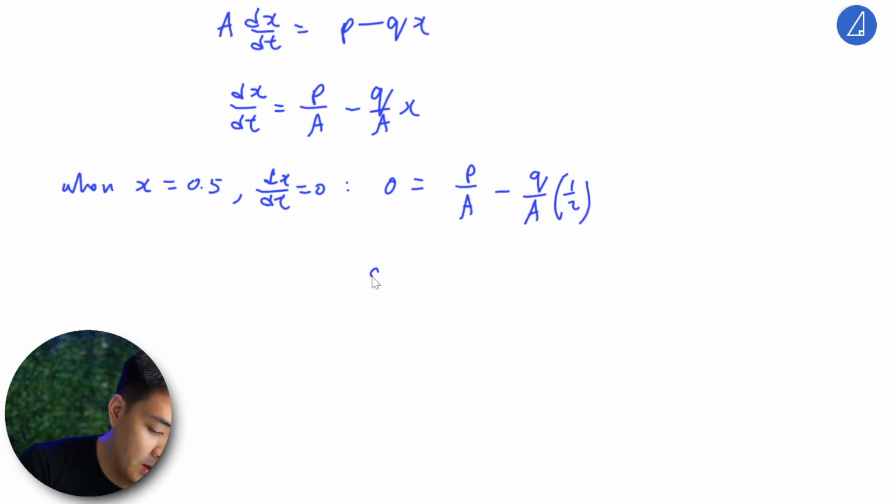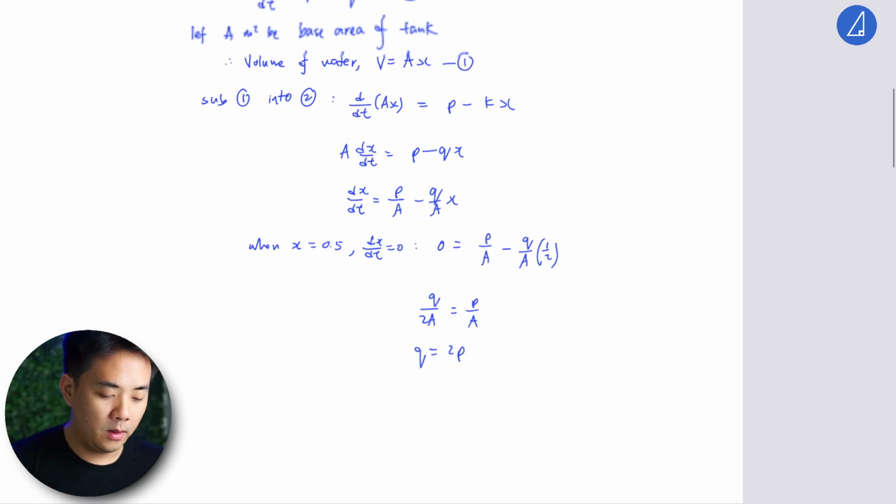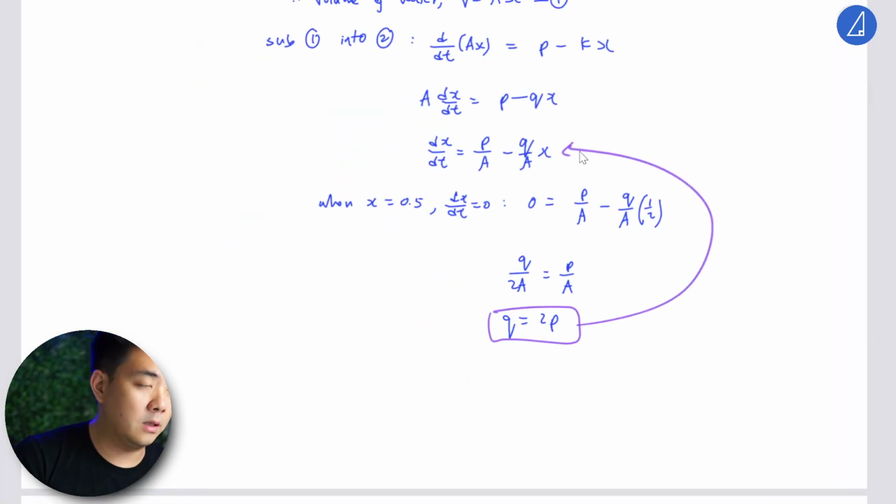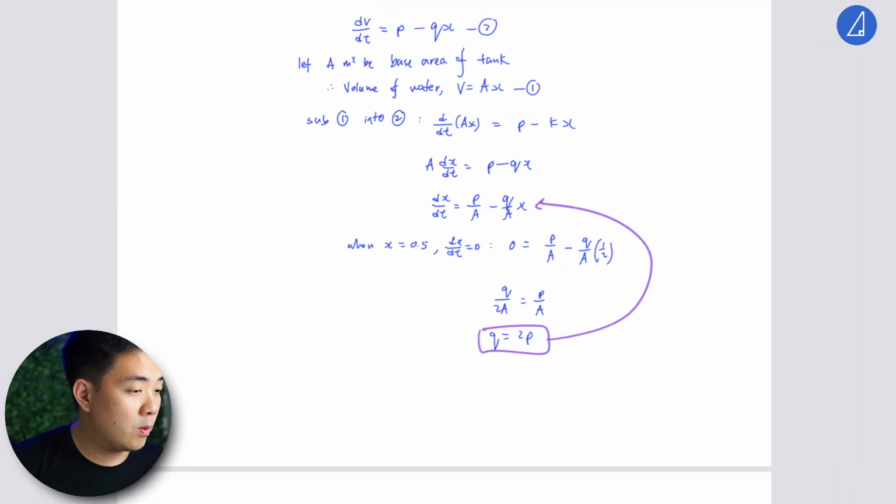Then this will be Q over A 2 equals P over A. So Q equals 2P. Okay. So from here, what we can do is just substitute this Q over 2P inside here. Then we just try and see what we'll get and how we can simplify this expression.